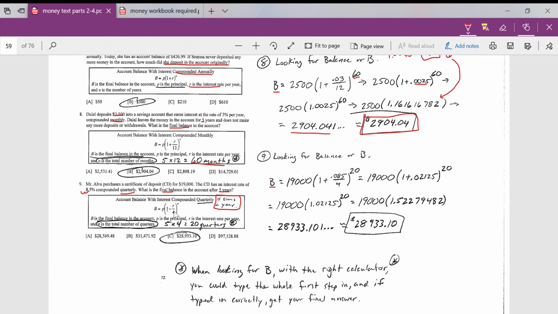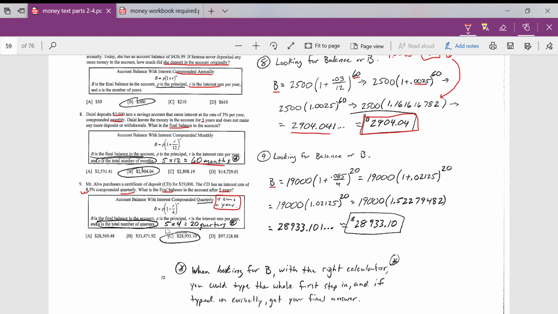Again, 4 is part of the formula, and the reason it's 4 is because it's compounded quarterly, so we're doing it 4 times a year. So that stays there. Now here's the thing: we're used to N being the number of years, but since this is compounded quarterly, N is representing the total number of quarters.